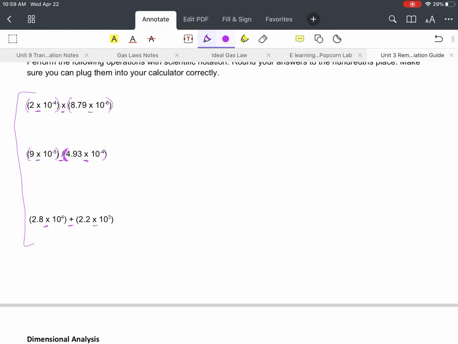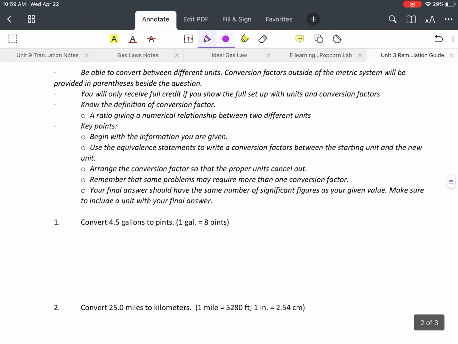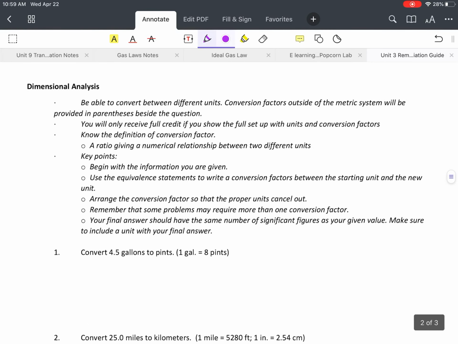And again, once you've done these, check the key. I'll post the answers. Make sure you're getting the same answer as me before you go and take the actual test, the Google form quiz.